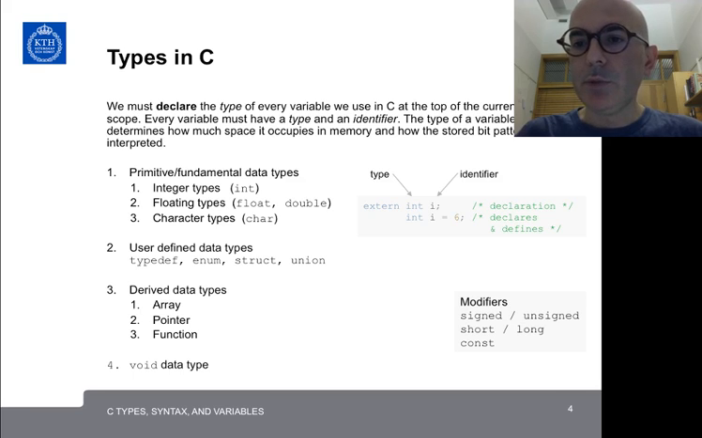In addition, before the type, we can have a qualifier that is a keyword that is applied to a type, resulting in a qualified type. So before a type, you can use a qualifier. Examples of qualifiers are signed, unsigned, short, long, and const.